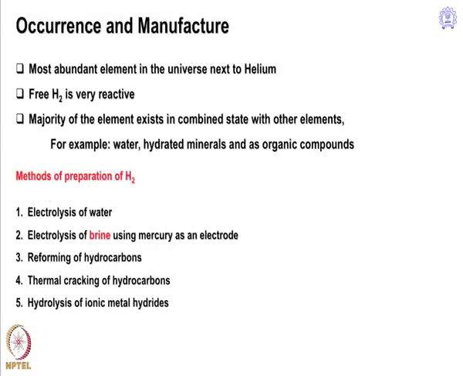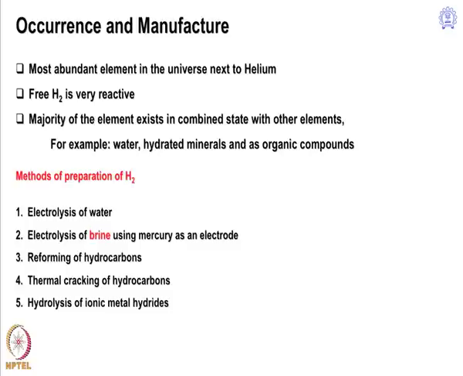Okay, so the most abundant element in the universe is hydrogen, next to helium, and also free hydrogen is very reactive. The majority of the element exists in combined form with other elements like water, hydrated minerals, organic compounds or organic fossils, and of course in the plants and living beings also it is in the combined form, or mainly in the form of water. And what are the methods of preparation we have for the preparation of hydrogen?